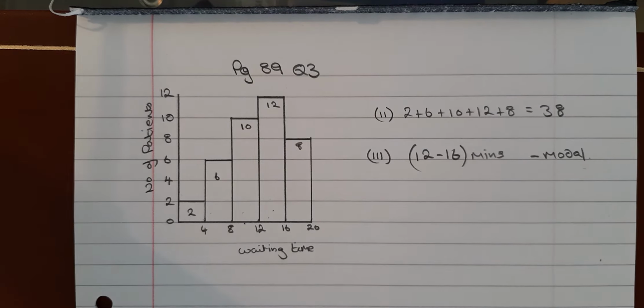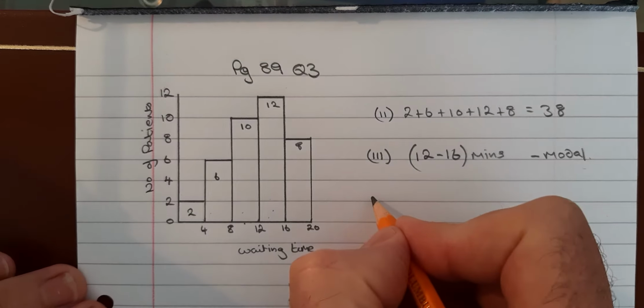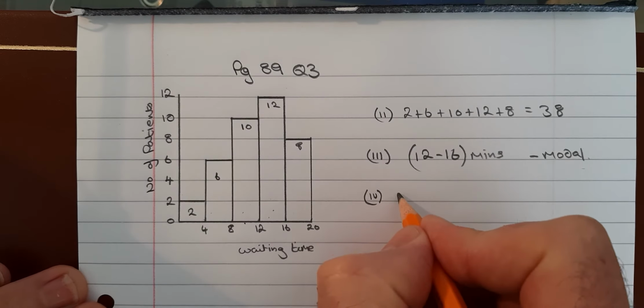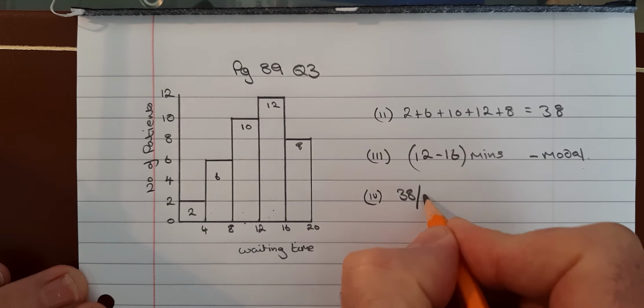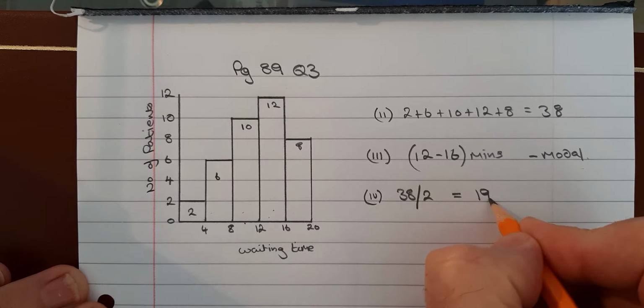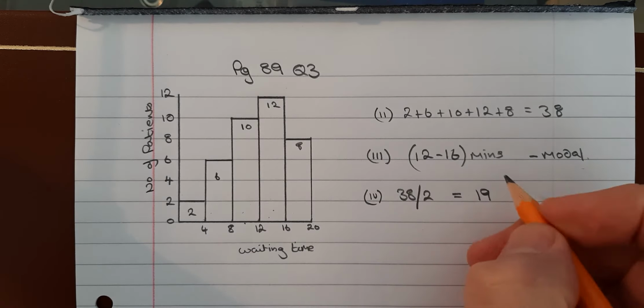In which interval does the median lie? So the median is halfway through the distribution. So the distribution for us here is the amount of patients. So in total we have 38 patients. Divide that by 2 to find the median. So that's 19. So we want to find where the 19th patient is placed.